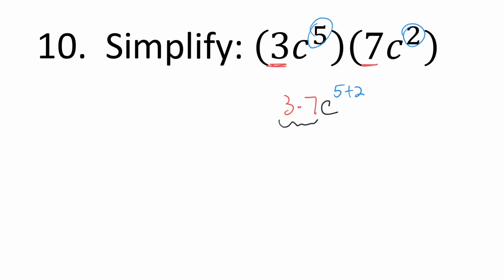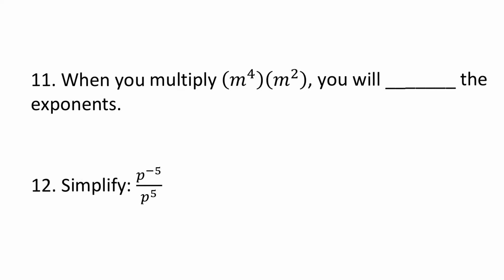So 3 times 7 is 21. And c to the 7th power. 5 plus 2 is 7. That's the answer. Number 11 is more about checking your understanding.